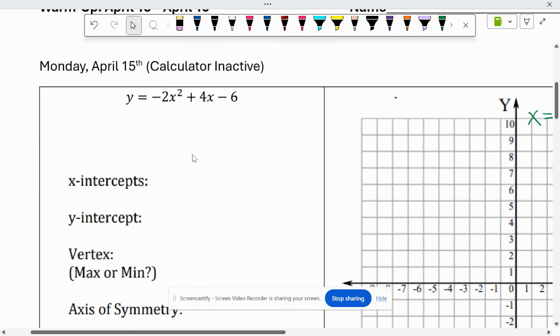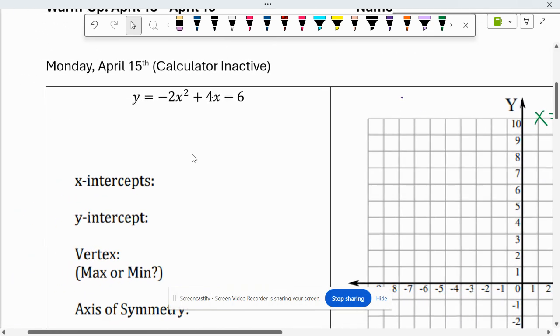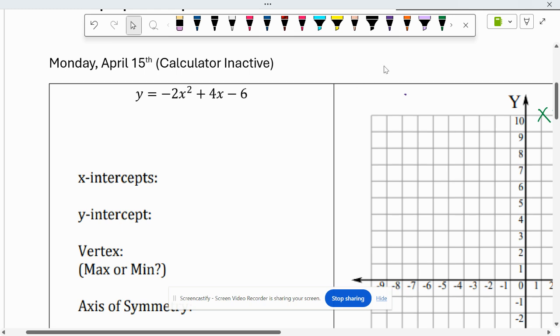So today is Monday, April 15th. This says calculator inactive. When you take your state EOC the first week of June, you'll notice that the first 19 questions, typically between 18 and 20, are calculator inactive. No calculator. You're going to have questions just like this, meaning that you can't use a calculator for this.